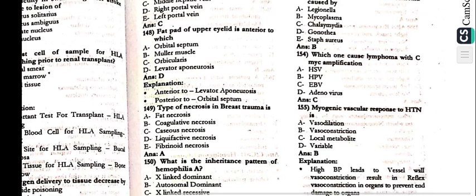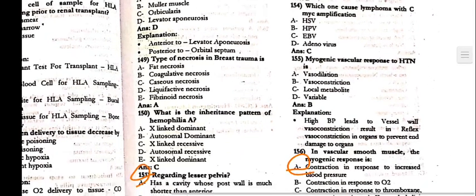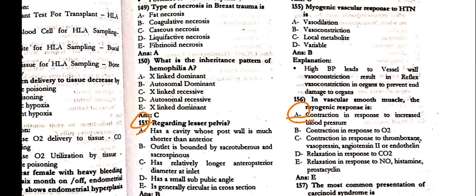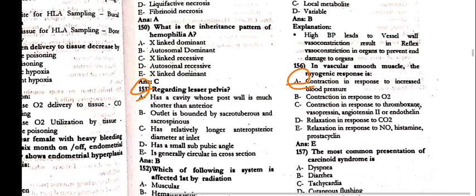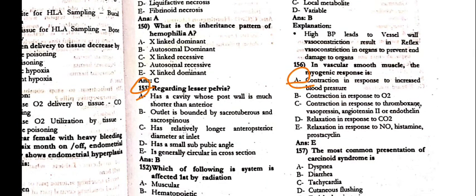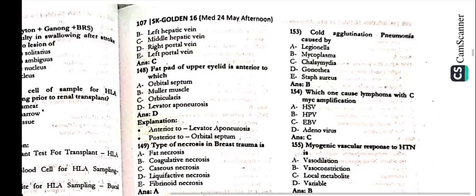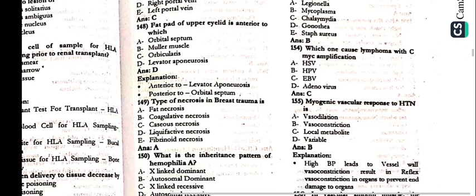The fat pad of the upper eyelid is anterior to the levator aponeurosis. 149, the type of necrosis in breast trauma is fat necrosis. 150, what is the inheritance pattern of hemophilia A? That is X-linked recessive. 151, regarding the lesser pelvis, the outlet is bounded by the sacrotuberous and sacrospinous ligaments. 152, which system is affected first by radiation? That is the hematopoietic system. Next, cold agglutinin pneumonia is caused by Mycoplasma. Next 154, which one causes lymphoma with MYC amplification? That is the Epstein-Barr virus.